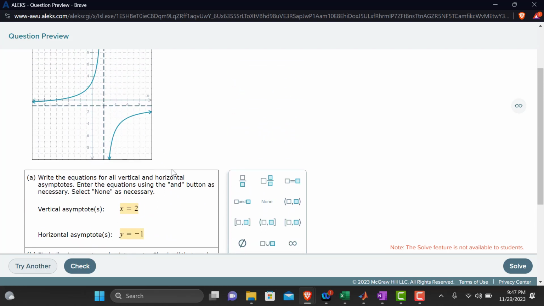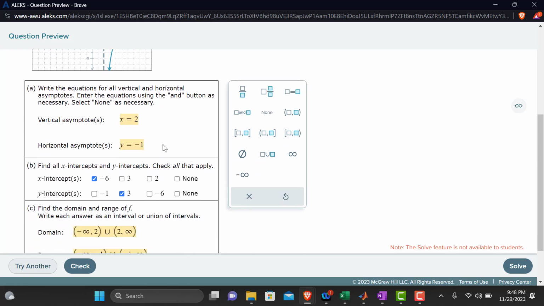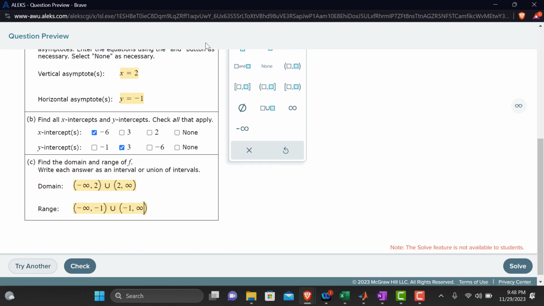Right, so again, obviously the benefit of having a video is you can go through and rewatch. Notice again, the domain is this vertical asymptote. I don't cross it, so that's why 2 is not in our domain. The range ends up being this horizontal asymptote, and we can cross horizontal asymptotes. In this case, we do not. But you'll notice we don't have this in our range because we do not cross this line. Okay, let's move on to our next problem.